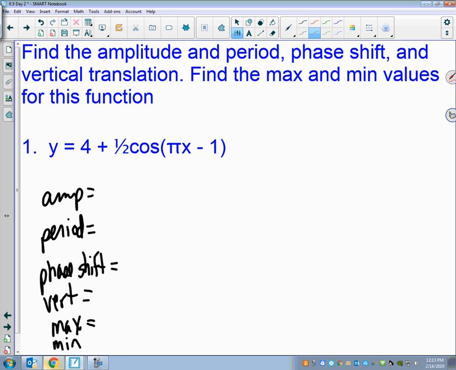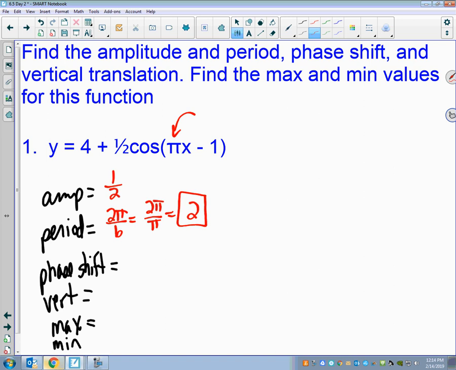So this is where you got to know these formulas. The amplitude is the absolute value of a. A is right here, so this one is 1/2. That means it's going to be compressed, smaller than normal. The period is 2 pi over b, where b is the number in front of x. So on this one, it's 2 pi over pi, which means the period is 2.